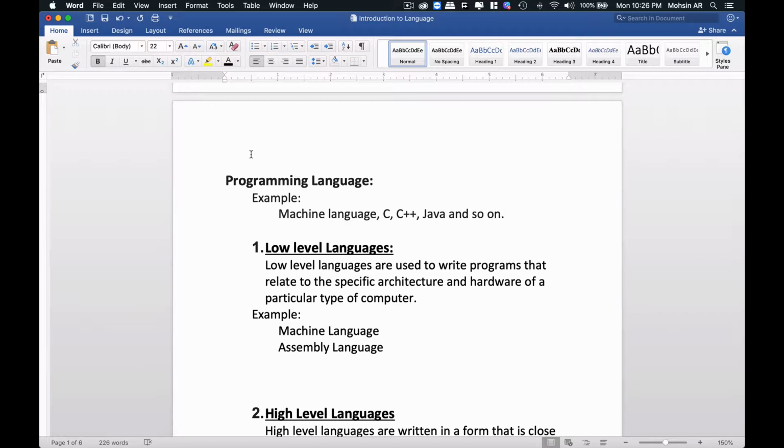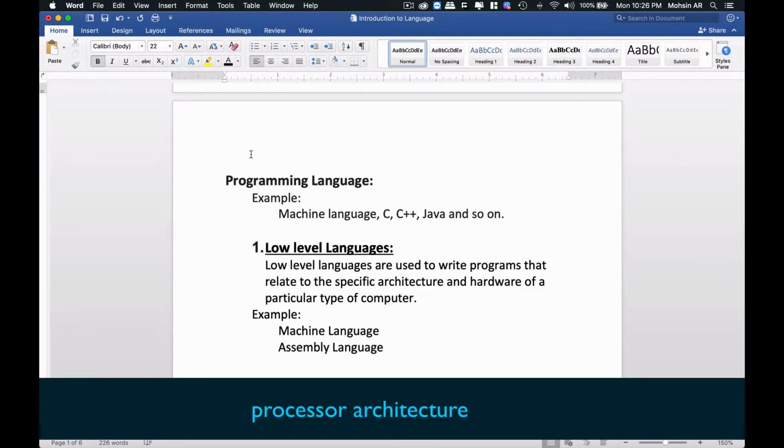So before talking about any programming language, let's jump to the low level languages. What are low level languages? Its definition says: low level languages are used to write a program that relates to the specific architecture and hardware of a particular type of computer. So what does it mean? Low level languages write the program to relate to the specific architecture. Architecture means processor architecture.